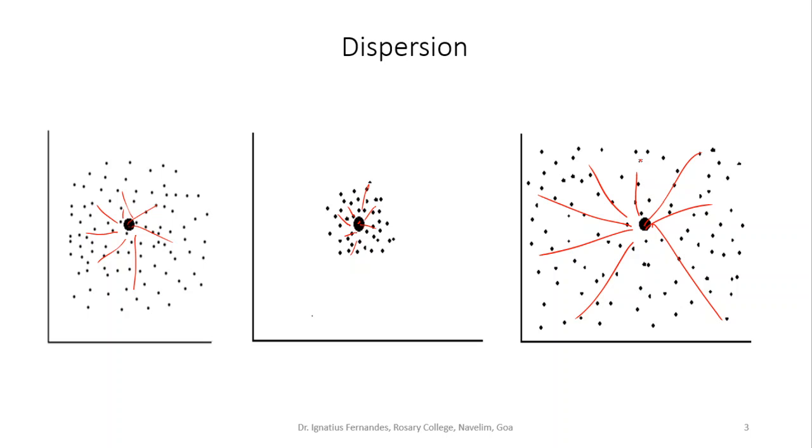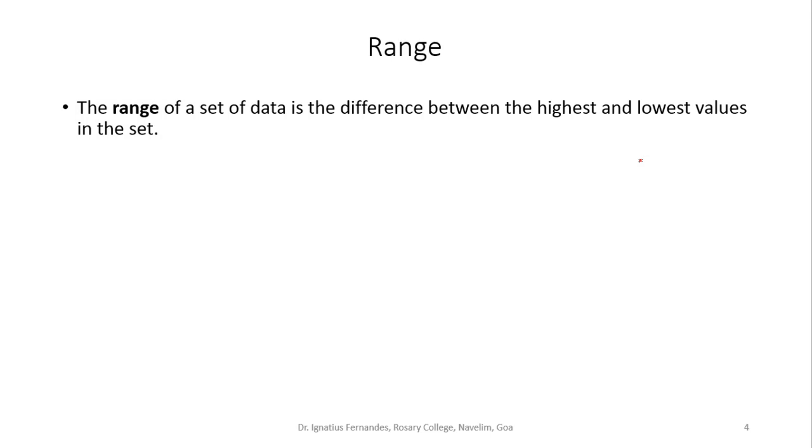So this is what we try to quantify. One of the simplest ways to measure the fluctuation in a data set is by using range, and range is something that we have already known before. The range of a data set is the difference between the highest and the lowest values in the set. Okay, so we say range is highest value minus lowest value.